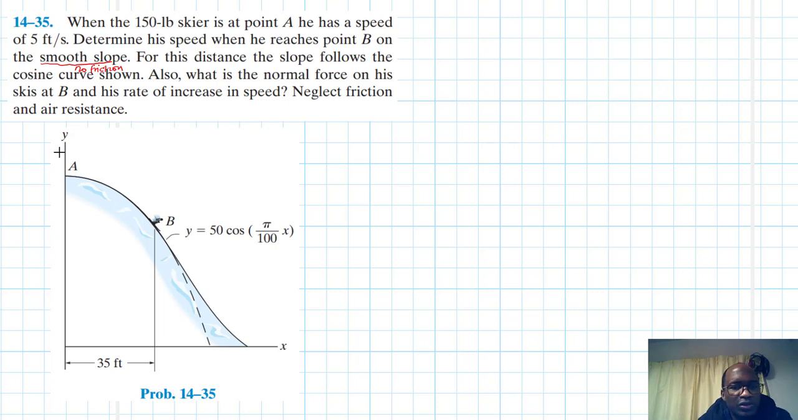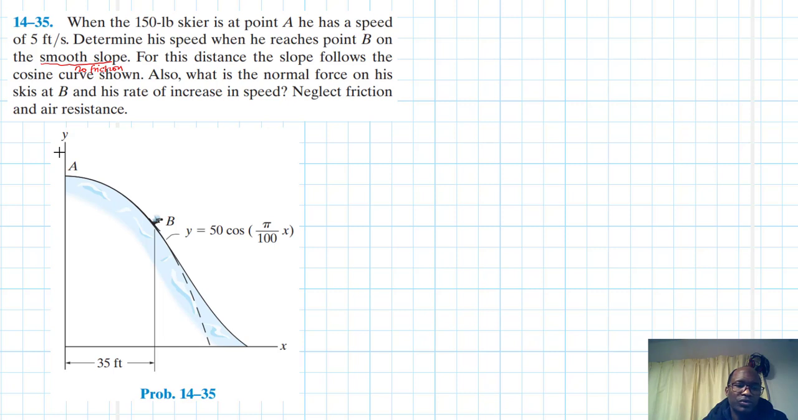For this distance, the slope follows the cosine curve shown. Also, what is the normal force on his skis at B and his rate of increase in speed? So this rate of increase is the acceleration. Neglect friction and air resistance.